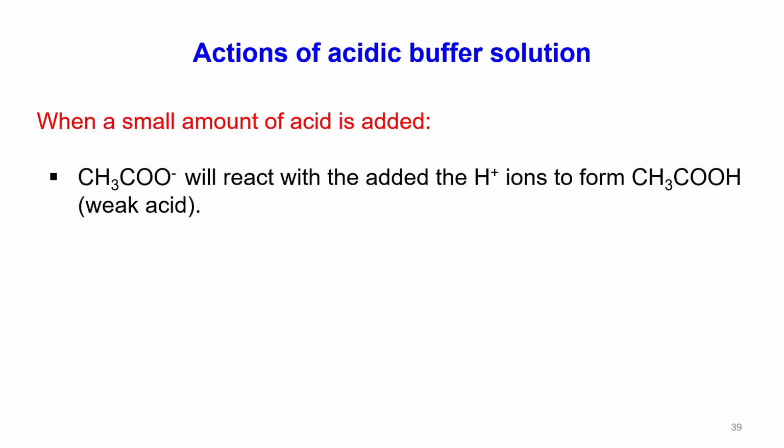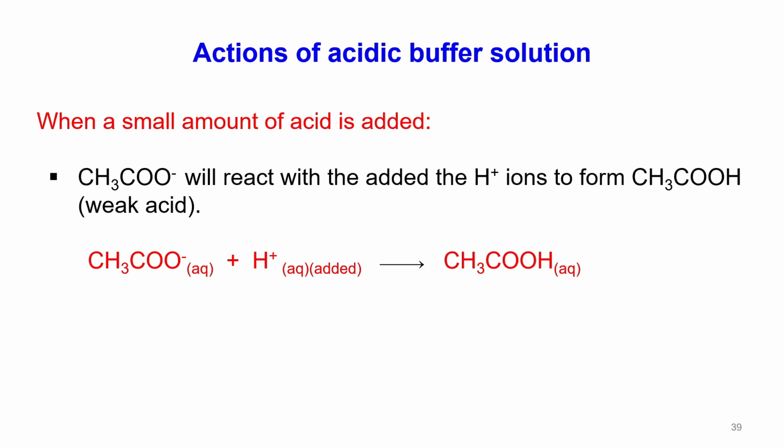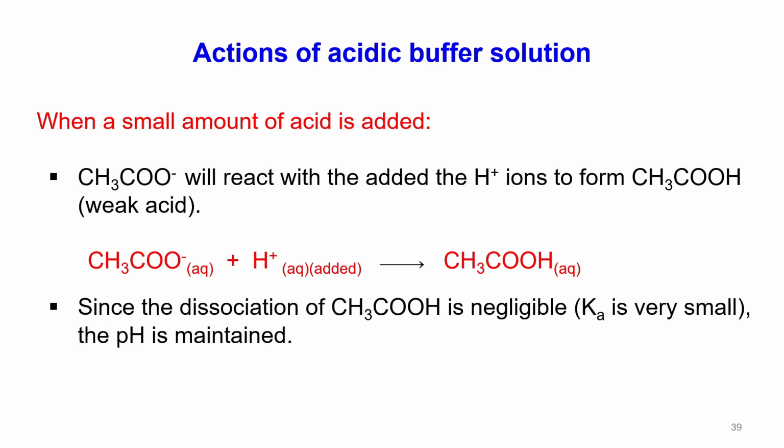When we add a small amount of acid, the acid will react with the weak base, the conjugate base, which comes from the salt. It will react with H+ and produce the weak acid again. Since the dissociation of CH3COOH is negligible, which is very small, the pH is maintained.